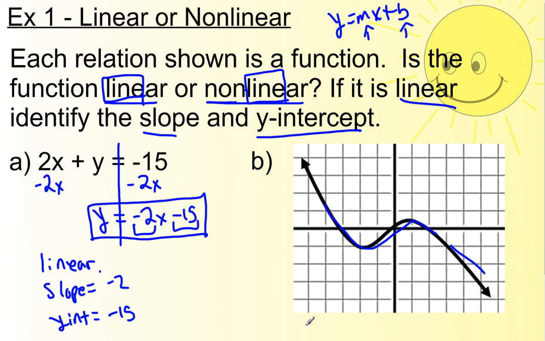So this function is non-linear. There we go. And that problem's done because it says in the directions, if it is linear, find the slope and the y-intercept. Because this function is not linear, the slope would be different depending on where you picked it. So if you picked a small section right here, the slope would be like this. If you picked a section over here, the slope would be going down like that. So this does not have a consistent slope. It's not linear.